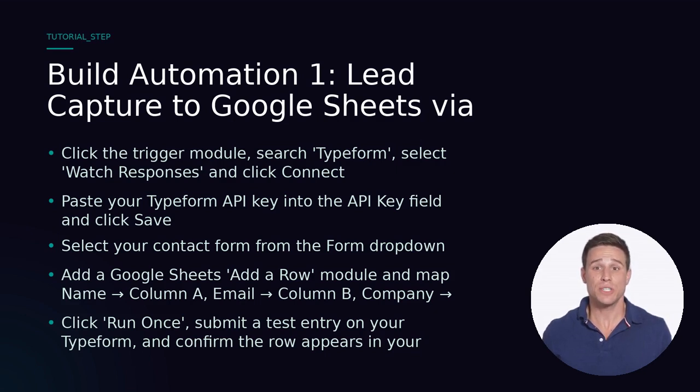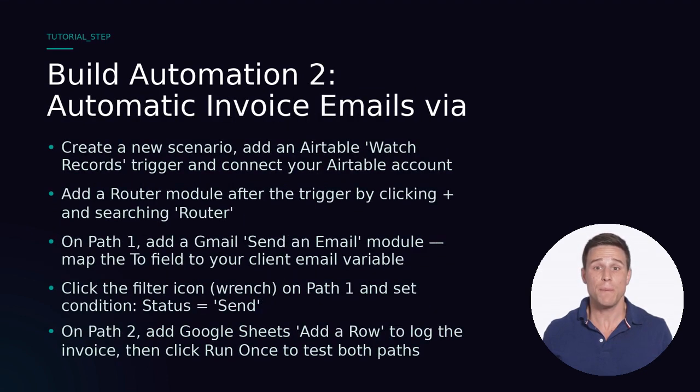Now connect Google Sheets as the next module. Map name to column A, email to column B, company to column C. Click Run once, submit your Typeform, and watch Make catch the response in real time. That's it. Seriously, that's all it takes. Every new lead lands in your sheet automatically. Trust me, this saves hours.